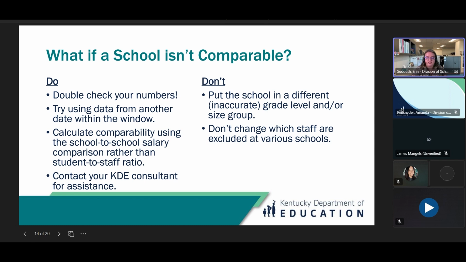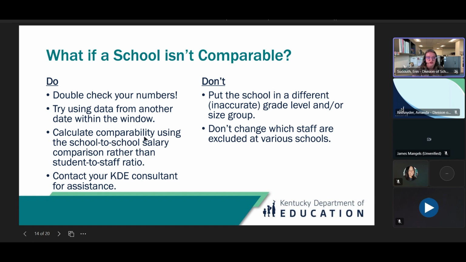You could also try using numbers from another date within that window. Remember, you have pretty much an entire month to choose from. It's not unusual for people to have to check multiple dates to find one that works for all of the schools for comparability. So if you start working on your report next week, but you can't find a date that works, don't panic. You have the rest of October to find something that works. I would probably go in and just check every couple of days, maybe every day if I had the time, and just find one that works.